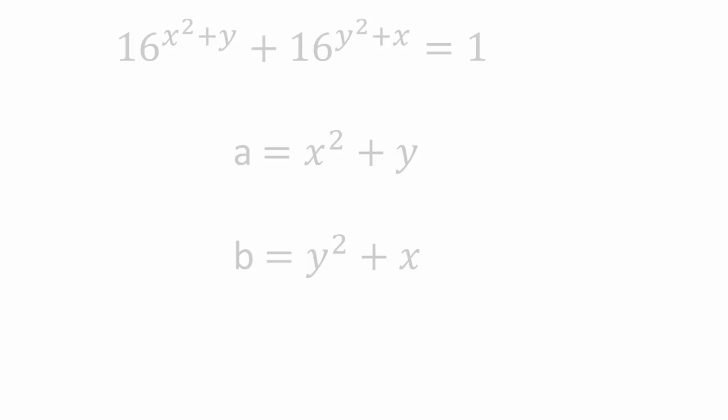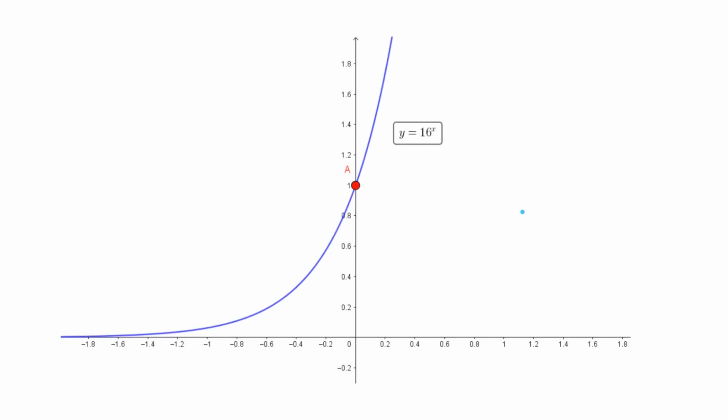Now here's an important observation. If we think about the graph of 16 raised to some exponent, the smallest that exponent can be while the whole expression still makes sense, well, at that boundary point, the function's value is exactly 1. This tells us something powerful. Both a and b must behave in a very specific way. That's our first big clue.